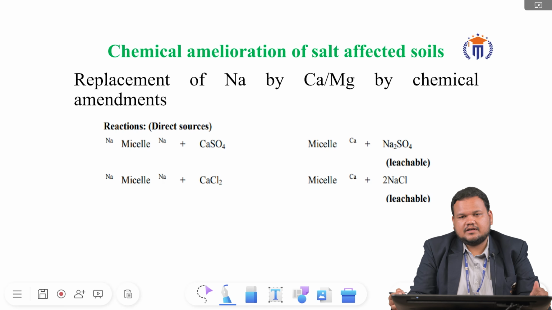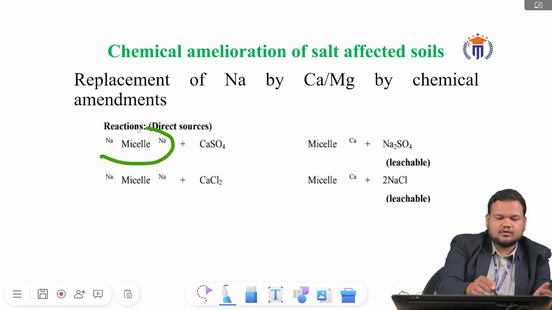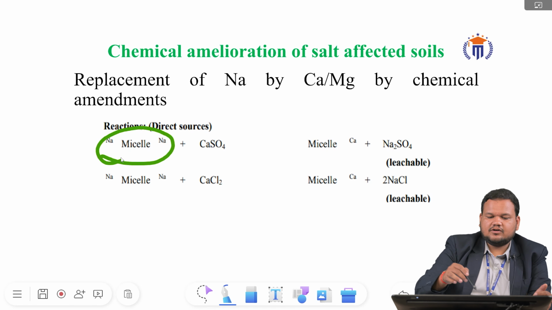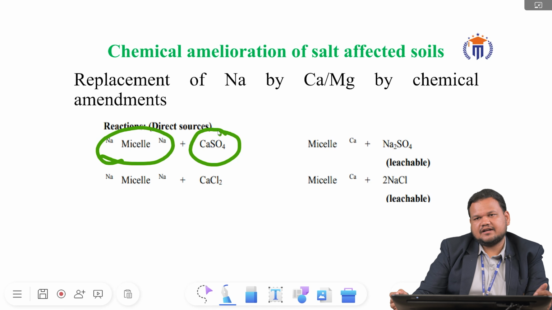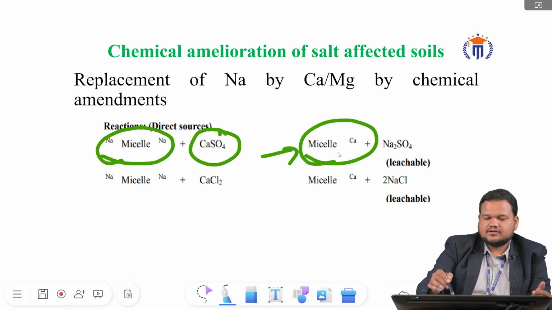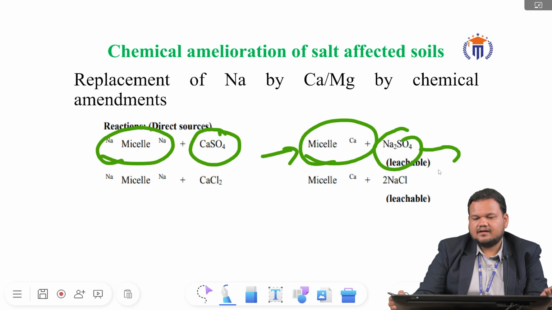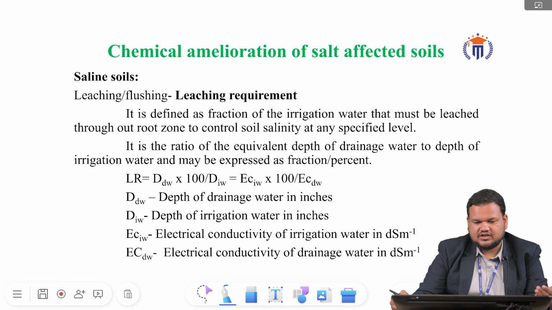Next, the chemical amelioration of your salt affected soils. In case of saline soils, we are using irrigation water to remove the excess amount of salts. Whereas in case of your sodic soils or alkali soils, we are using gypsum as an amendment, in which you can see the sodium which is occupying your clay colloid. When you are giving some amount of calcium sulfate, so you are giving gypsum, you can see the colloid is occupied by your calcium and the sodium sulfate will be leached outside. So this is how a replacement of sodium is happening by your calcium or magnesium.